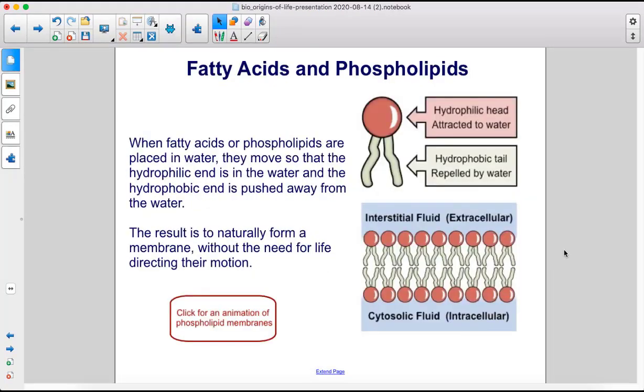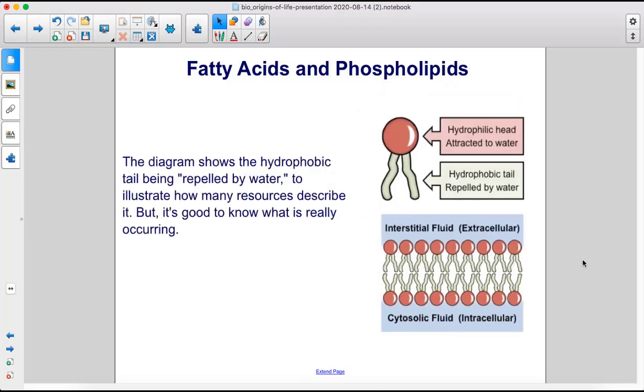When fatty acids or phospholipids are placed in water, they move so that the hydrophilic end is in the water and the hydrophobic end is pushed away from the water. The result is to naturally form a membrane, without the need for life directing their motion. Click for an animation of phospholipid membranes. The diagram shows the hydrophobic tail being repelled by water to illustrate how many resources describe it, but it's good to know what is really occurring.